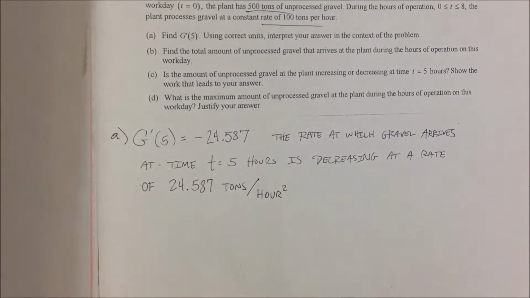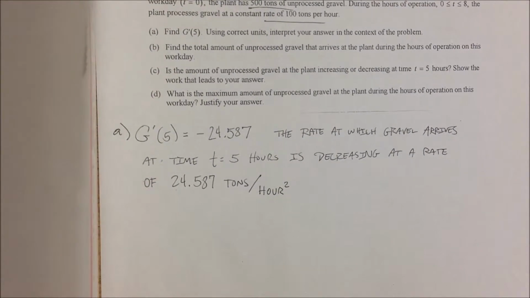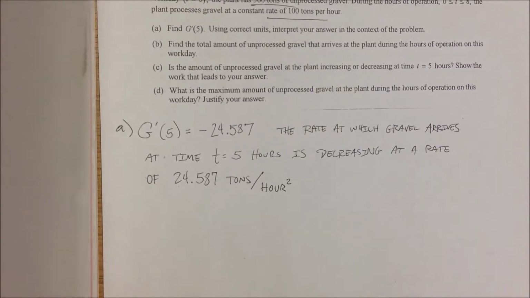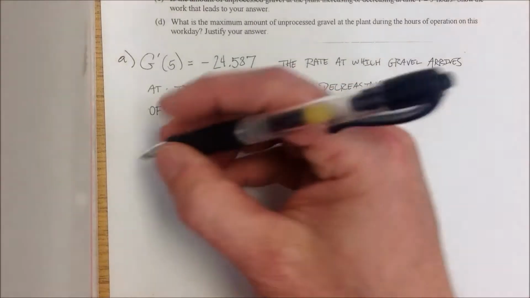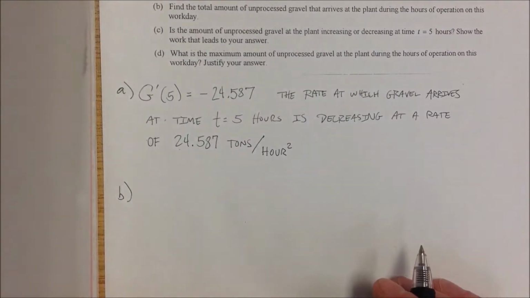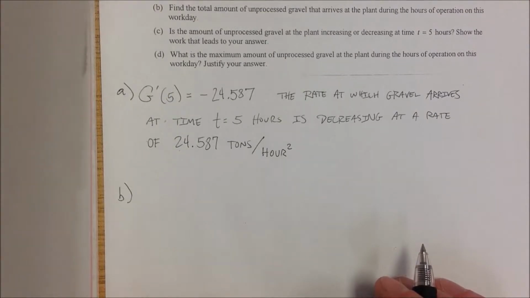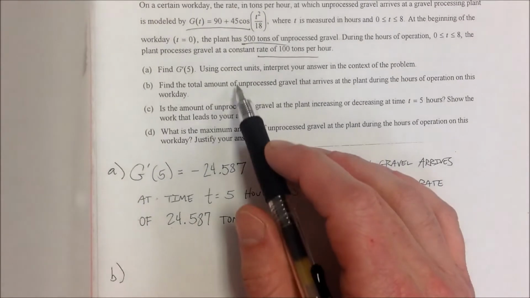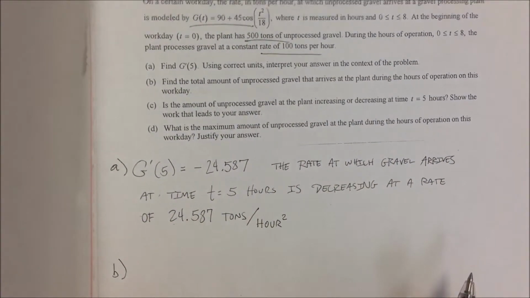Okay. Part B, find the total amount of unprocessed gravel that arrives at the plant during the hours of operation on this workday. When it says the total amount that arrives, you don't have to consider the amount that's going out. So you only think about the amount arriving. G is the rate at which gravel arrives, so a simple integral will get the job done.